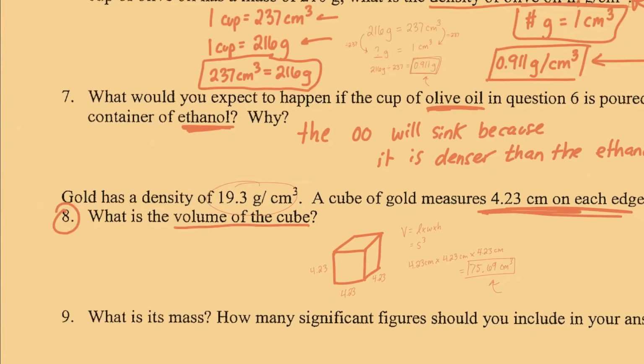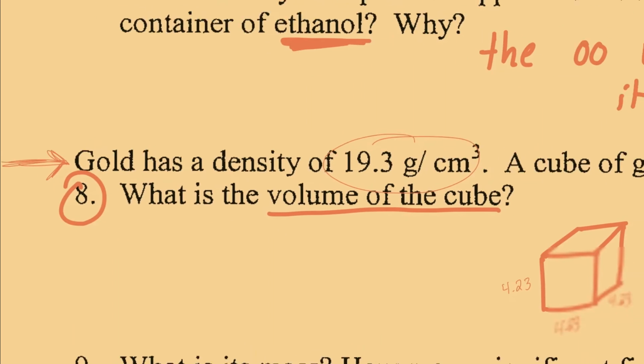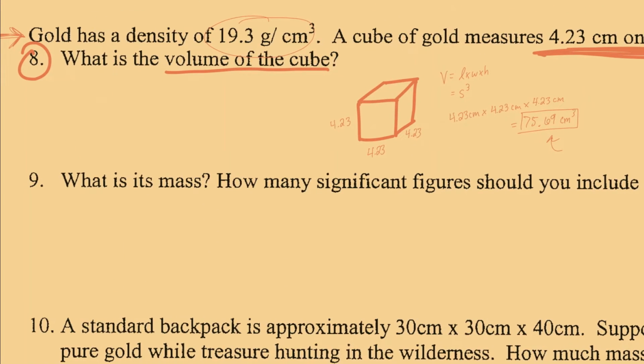I know it's a little bit annoying, but in fairness, it does give us that information before it asks what is the volume of the cube. So this isn't actually part of number 8. This is just information about gold. In 9 now, we do need the density, right? So this information goes with 8, 9, and 10.